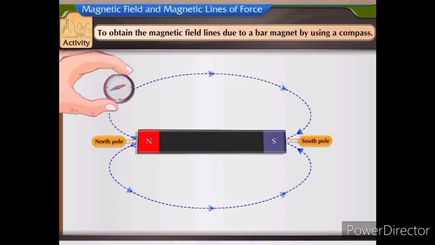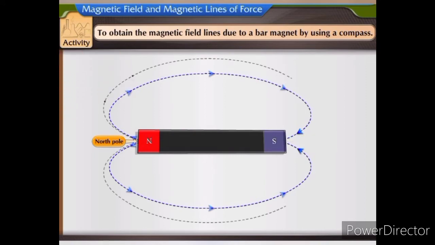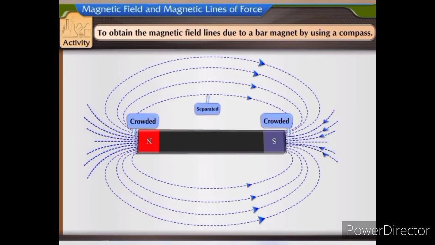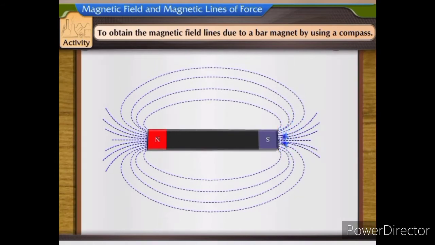Repeat this for different starting positions of the needle. You will see lines emerging out from one pole and entering the other pole. At poles, the lines are crowded and are far separated near the middle of the magnet. These lines are called magnetic lines of force. Let us study their properties.